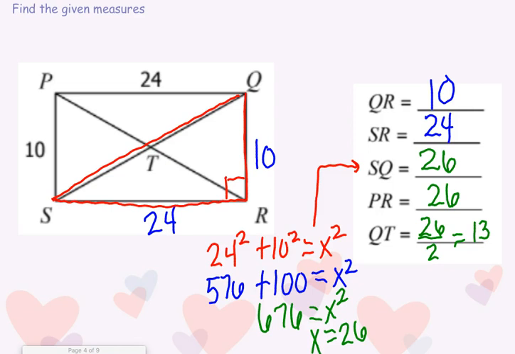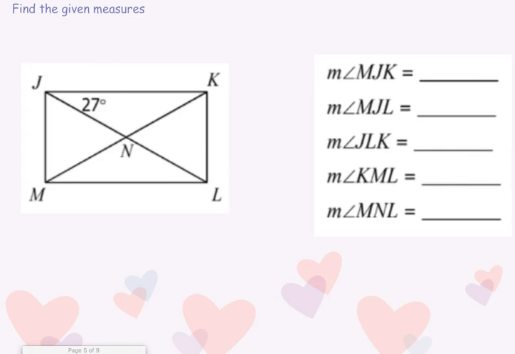Let's try some angles. Oh, I wish these were numbered, but that's okay. We'll figure it out. MJK. Let's figure that guy out. So this guy right there, what would that measure be? 90. The whole thing's 90. NJL. What about this little guy? How'd you get it? Good word. Subtract from 90. Should I write that here just in case?